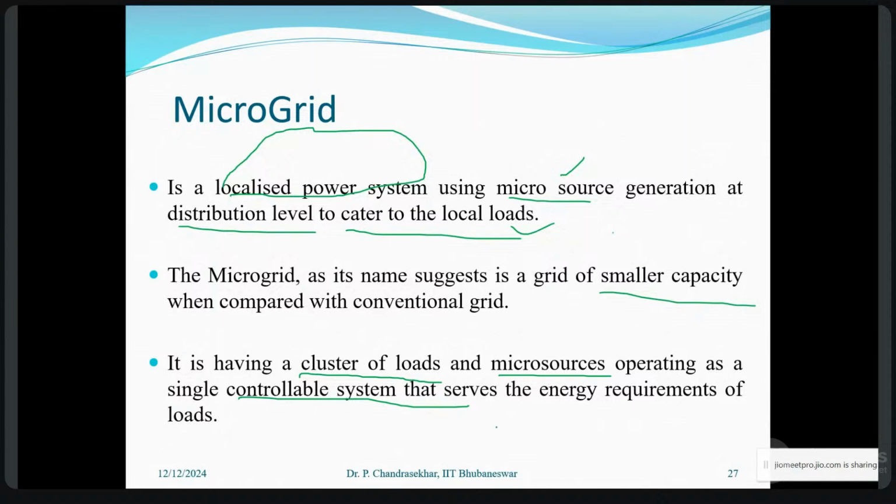A single entity means any change or disturbance in any of these units should be compensated or complemented by another element in the system. That is what we call a microgrid. But as mentioned, the sizes of the loads are small, the sizes of the generation are also small, and the network is a distributed network, that is, an LV network.